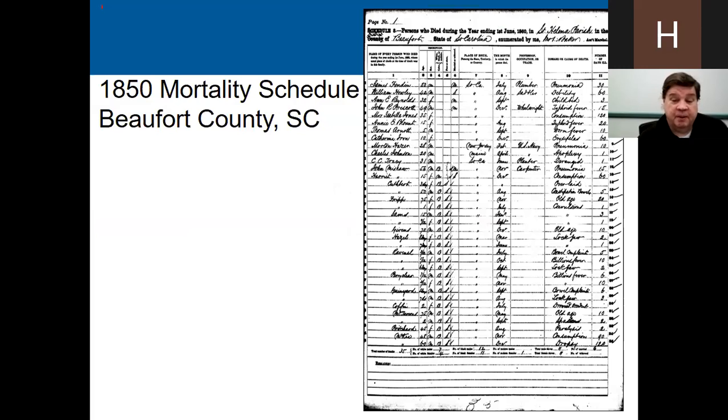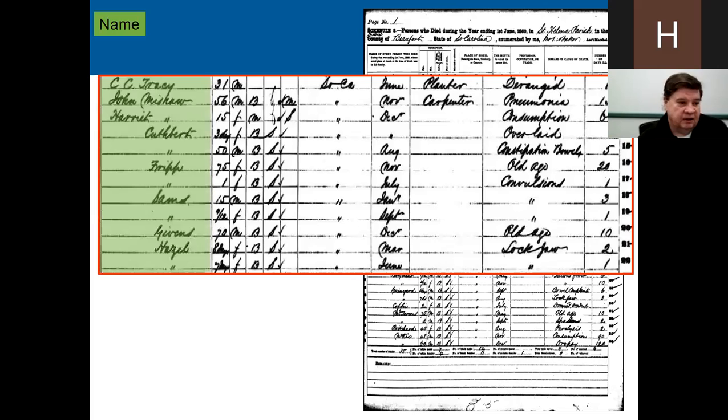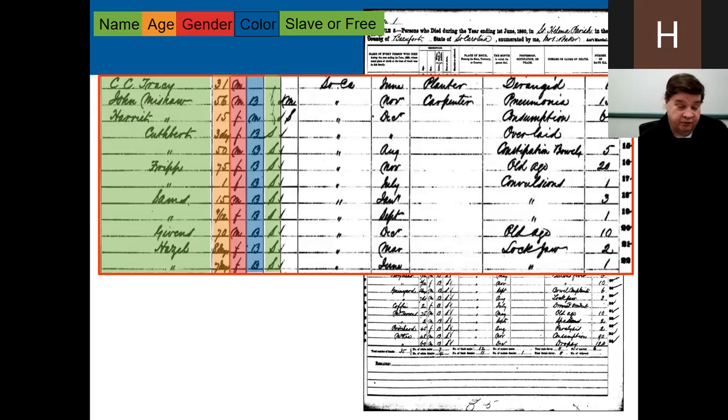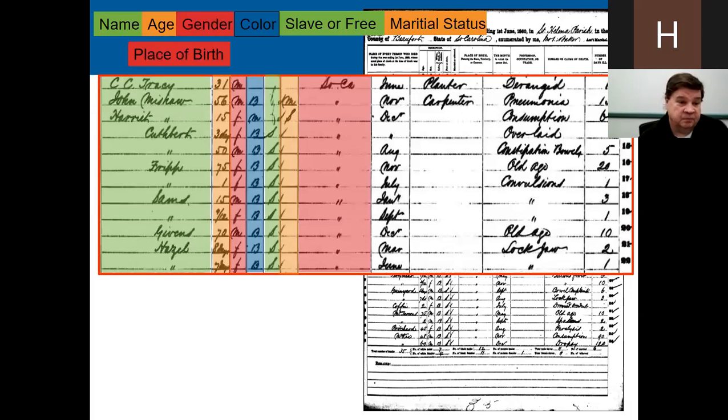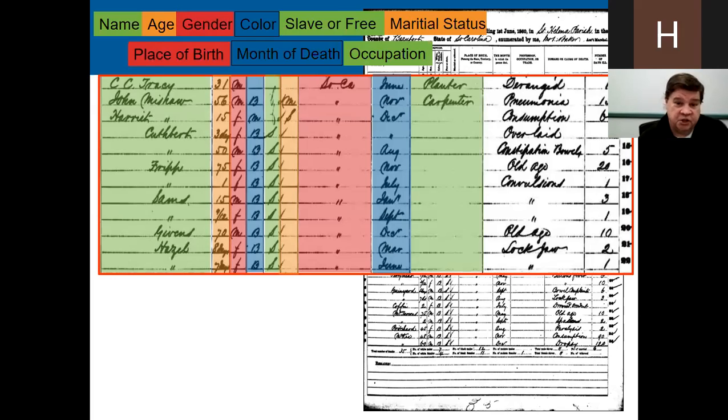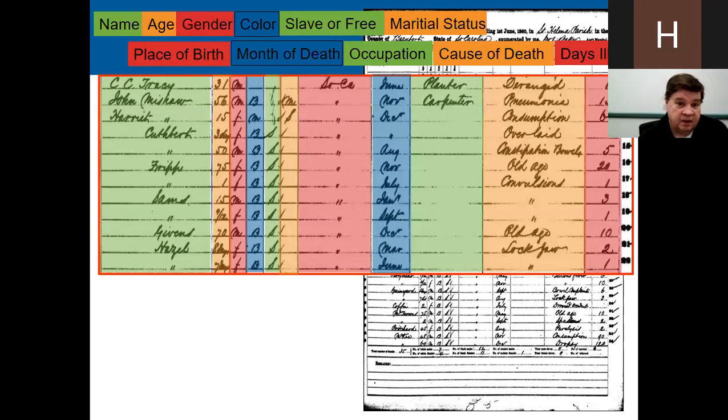Another schedule that people should become familiar with is the mortality schedule. They didn't issue one of these every year, but they did in 1850. This is an example from Beaufort County, South Carolina. It gives the names of individuals and their age, which would be the age when they died, their gender, their color, and whether they were slave or free. So enslaved people show up on this. Marital status, place of birth, month of death, the occupation, cause of death, and the number of days they were ill.